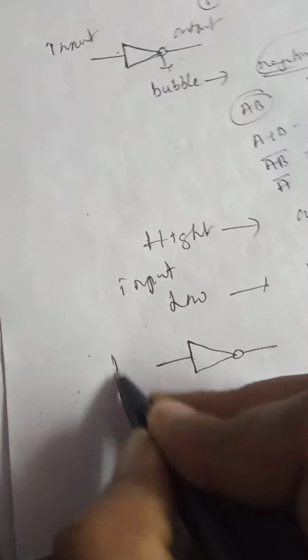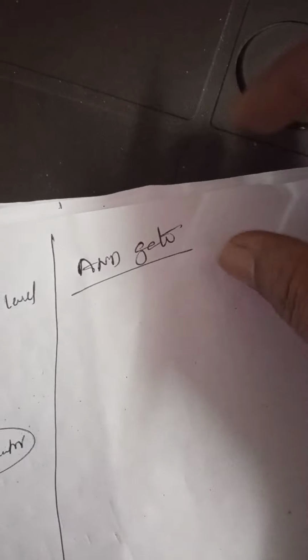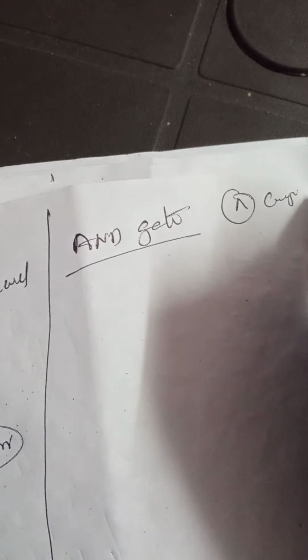Next one, AND gate. AND gate is nothing but, we have already learned conjunction, right? This is called conjunction or product. It is nothing but a product, or you can say logical multiplication, right? Not logical multiplication of the functions.